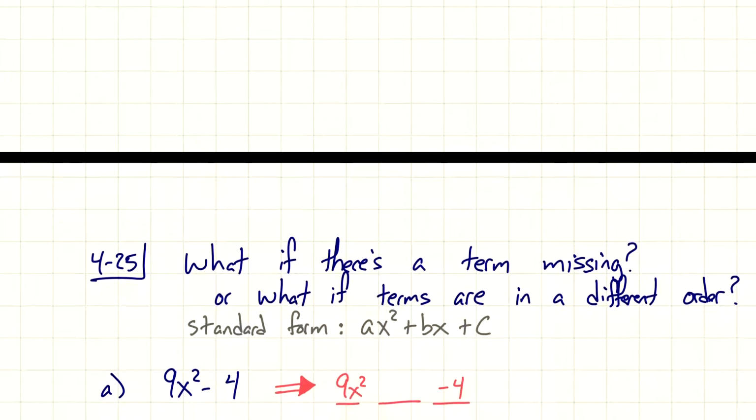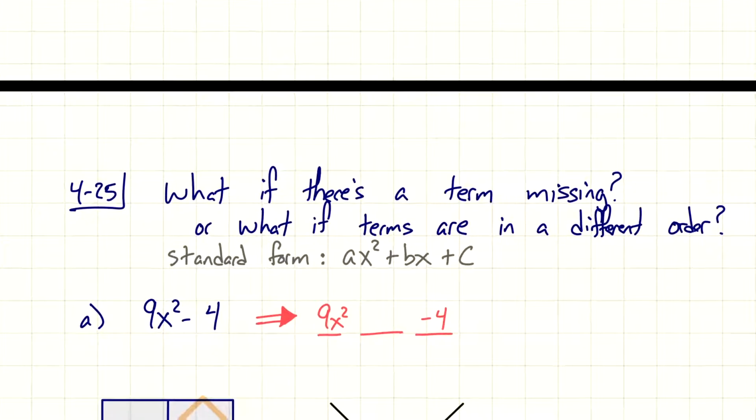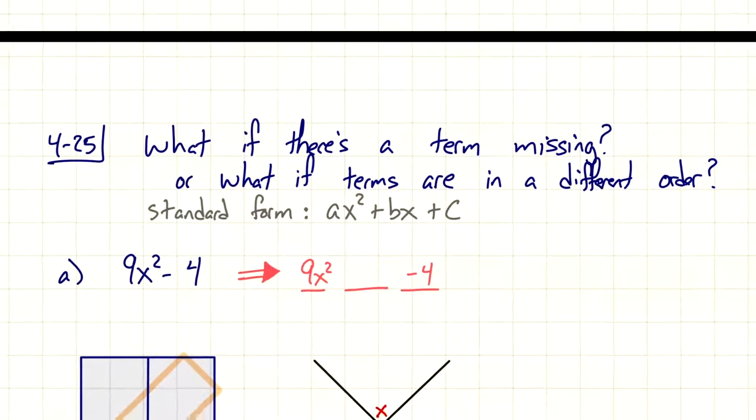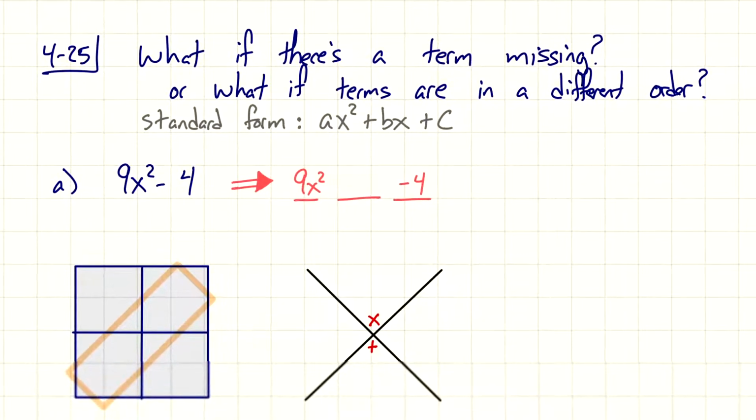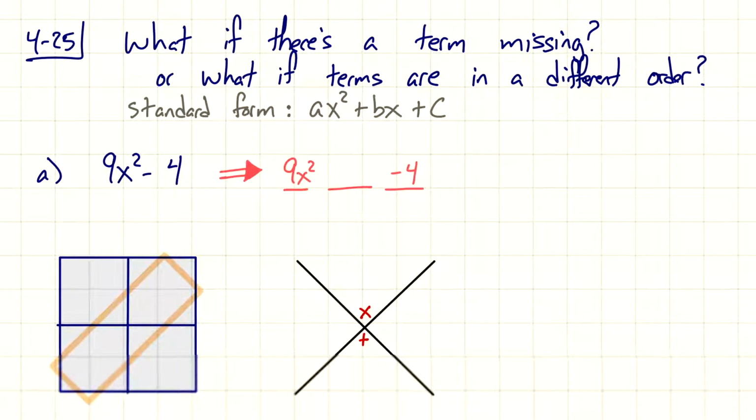So a little bit more challenging ones that we're going to be looking at right now are what happens if it's missing a term, or what if the terms are in a different order. So these are expressions that don't look like they're supposed to look. And so we need to figure out a strategy to help us. And so the first one is 9x squared minus 4. So this only has two terms, which doesn't make any sense because it's supposed to have three terms to be in standard form.